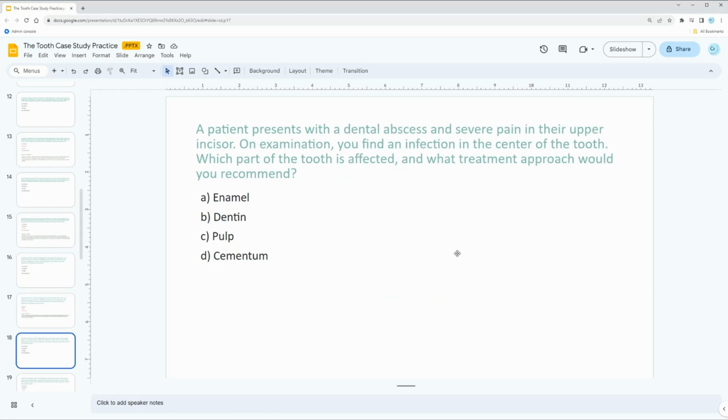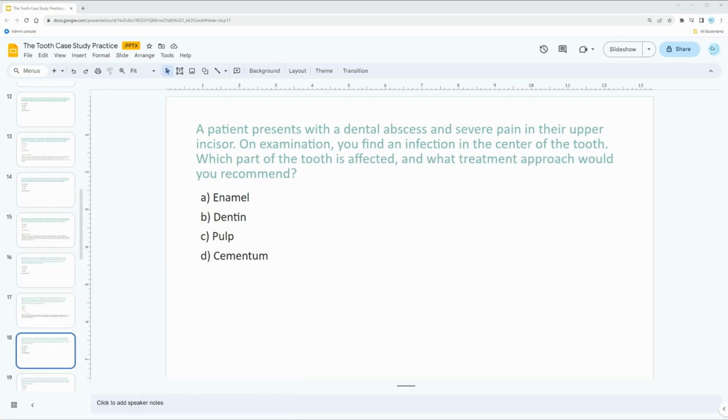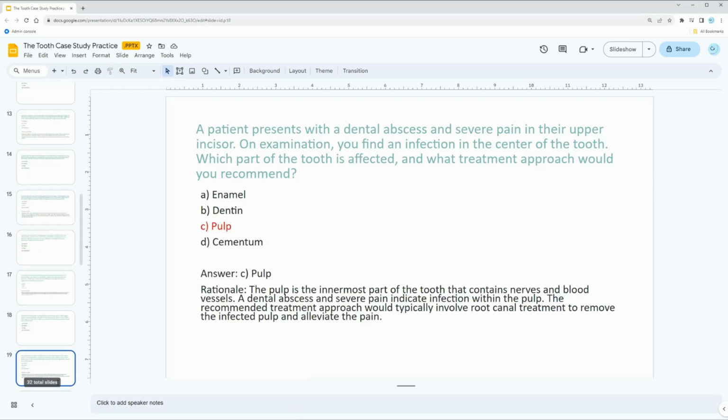Let's go through one more here. A patient presents with a dental abscess and severe pain in their upper incisor. On examination, you find an infection in the center of the tooth. Which part of the tooth is affected and what treatment approach would you recommend? So kind of the same type of question. So look further into it. It's talking about a dental abscess and severe pain in the upper incisor. There's an infection in the center of the tooth. Where is this? Okay, so I'm just going to skip over and let's talk about the answer.